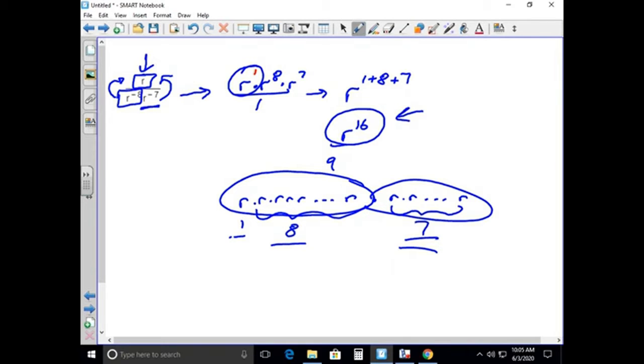So of course, we don't have to do this last step down here. That's just a reminder for those of you that might still be struggling a little bit with why we are adding our exponents. We're looking for how many total r's are being multiplied together.